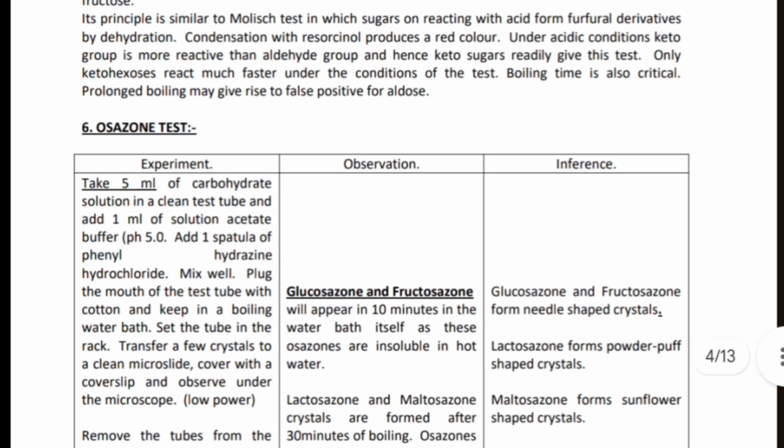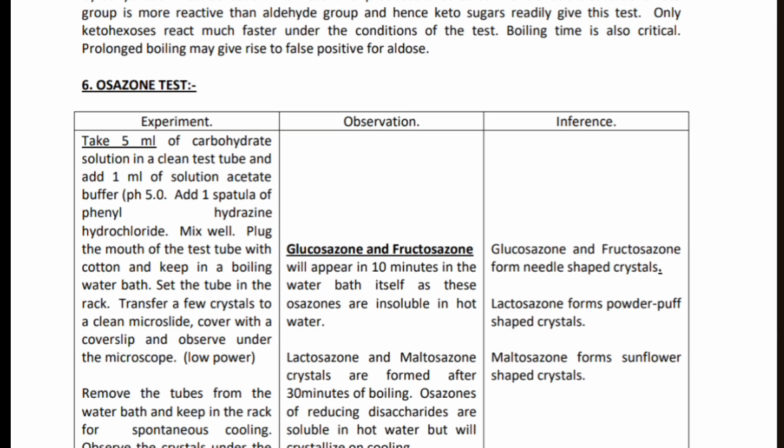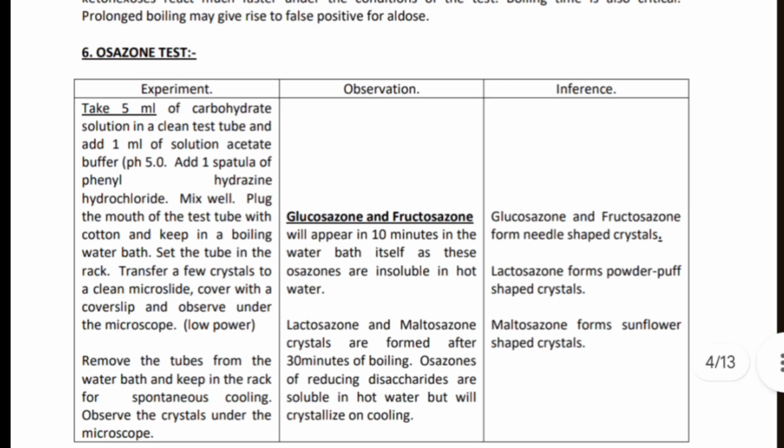The principle is similar to Molisch test, in which sugars on reacting with acid form furfuryl derivatives by dehydration. Condensation with resorcinol produces this red color. Under acidic conditions, keto group is more reactive than aldehyde group, and hence keto sugars readily give this test. Only ketohexose react much faster under this condition of the test.